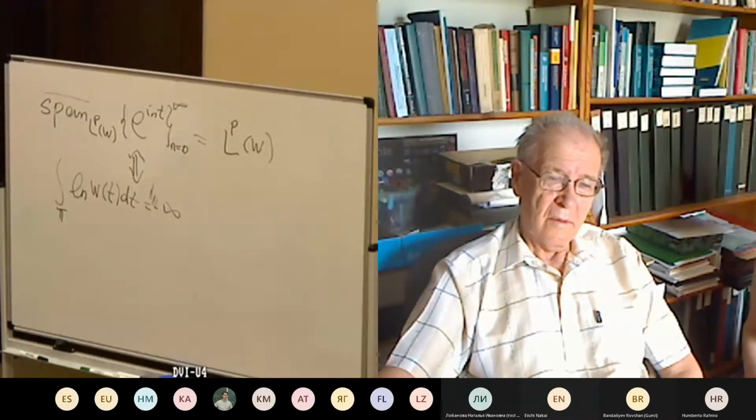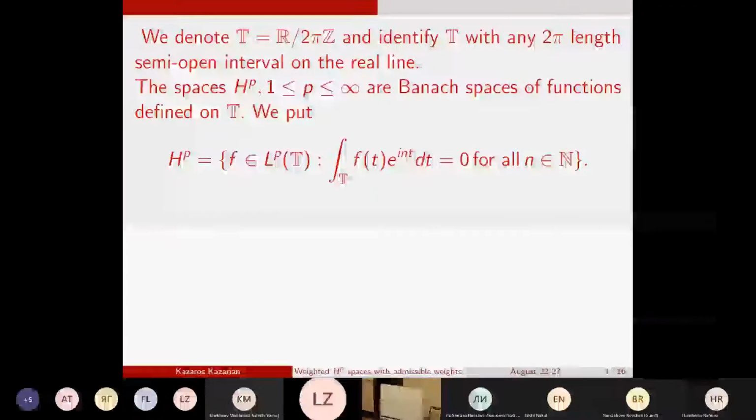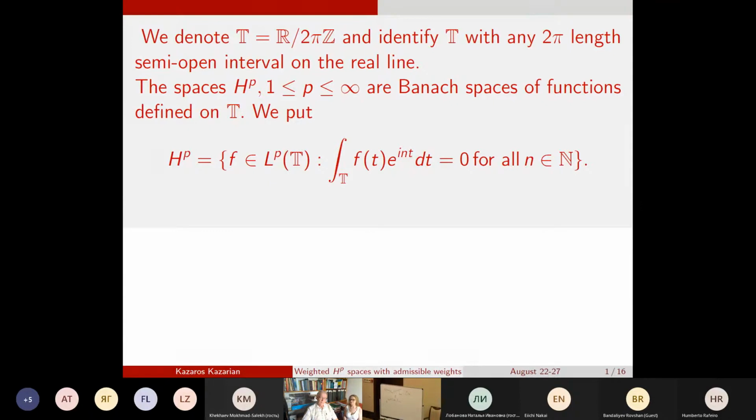It was my motivation to come to this question, because I would like to describe, if it is possible, the biorthogonal system of the system of analytic, trigonometric monomials. This was my space, the H space, L^p from 0 to infinity. No, it's a famous theorem. It's not my theorem.